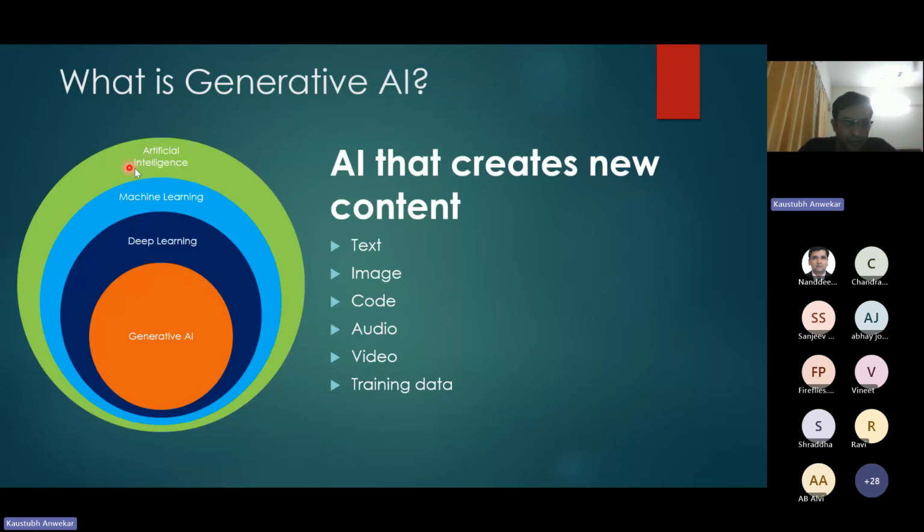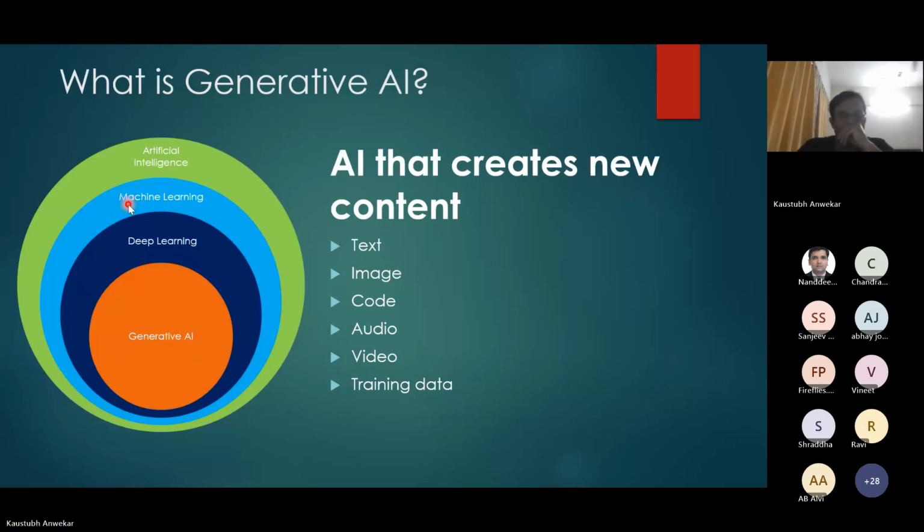So at the very top level, at the biggest umbrella, is artificial intelligence, under which we have machine learning. We even have reinforcement learning, and there are other techniques. But for the sense of brevity, let's consider this machine learning. Within machine learning, we have deep learning, and within that we have generative AI.